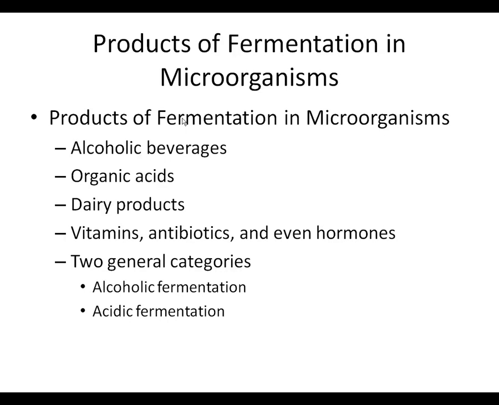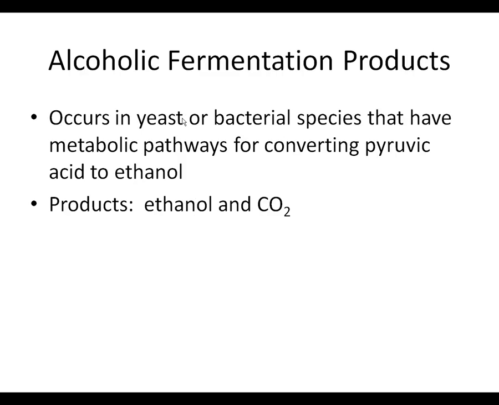We have a number of products of fermentation. Alcoholic beverages is probably the most important. Organic acids, which can lead to the production of dairy products. We have vitamins, antibiotics, even some of our artificial hormones. There are two general categories of fermentation. You have alcoholic fermentation, and then you have acidic fermentation. In alcoholic fermentation, basically you have yeast or some sort of bacteria that can use the metabolic pathway to convert pyruvic acid into ethanol. And the products that you have then are ethanol and carbon dioxide.